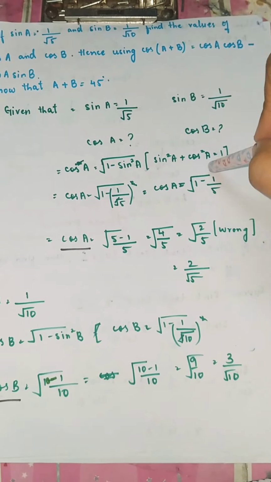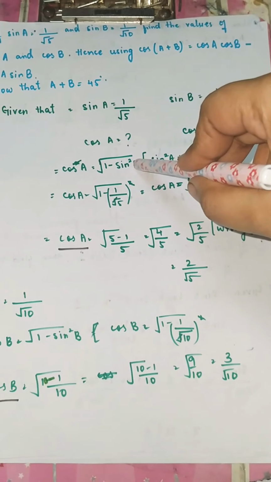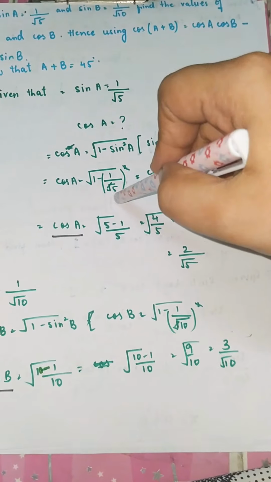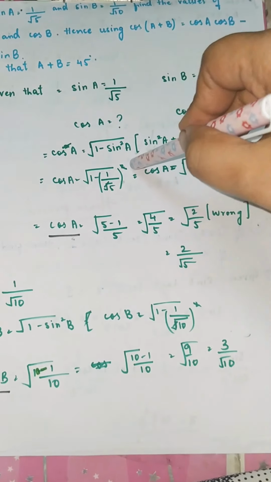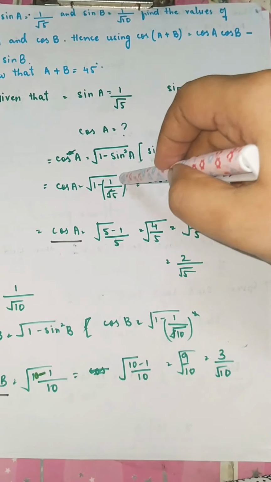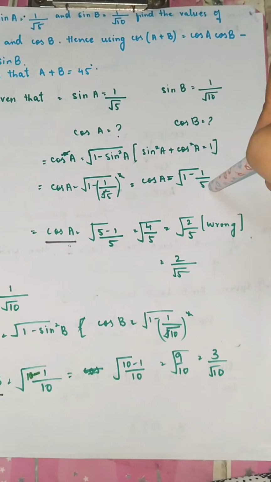Then cos A is equal to root 1 minus sin square A. What is sin A? Sin A is 1 by root 5, so 1 by root 5 whole square. The square is given, now we have to take the whole square. Cos A is equal to, these roots get cancelled, 1 minus 1 by 5.